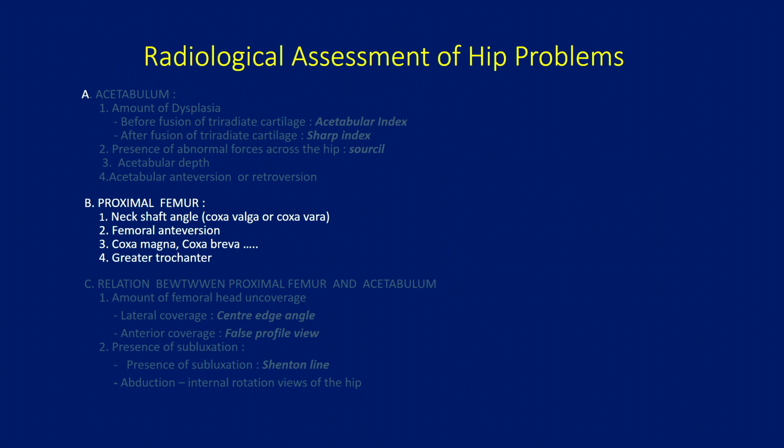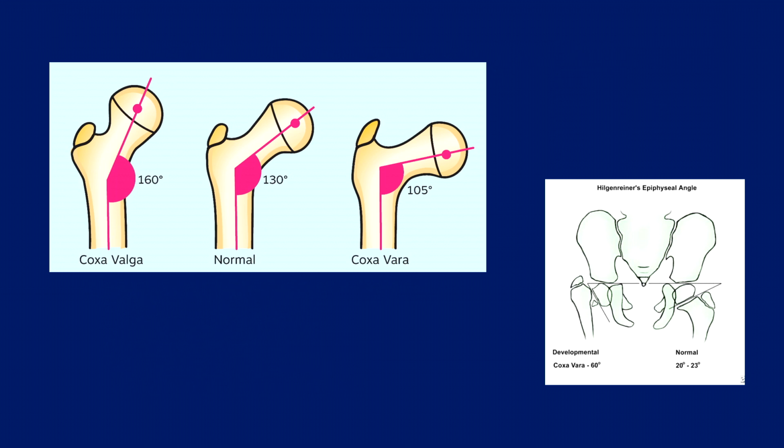The next thing in the proximal femur, neck shaft angle, extremely important. It was mentioned this morning by James Fernandez that the greater trochanter ossifies completely around the age of 8 or 9. So before that age, you cannot apply the proximal femoral angle values because it's not yet ossified. So really the neck shaft angle is very important, femoral anteversion, and then coxa magna, coxa brevis, and the greater trochanter, it's the articulotrochanteric distance, we'll see it in 1 second.